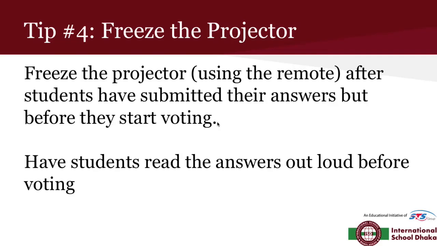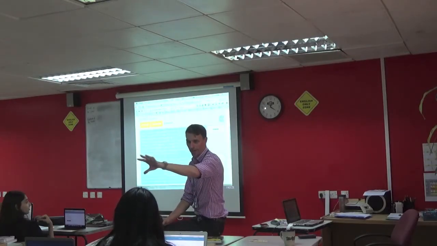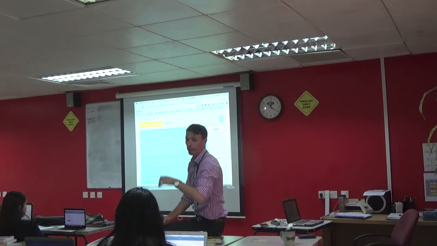Tip 4 is to freeze the projector using the remote after students have submitted their answers, but before they start voting, and then have students read the answers out loud before they start voting. So, if we read as a class, we know that everybody has read and heard the whole answer, and then you can make a better decision.